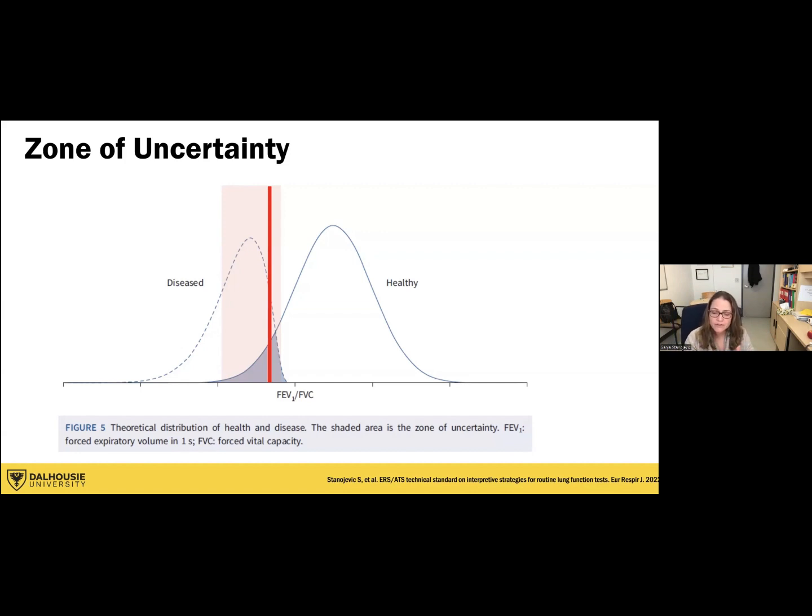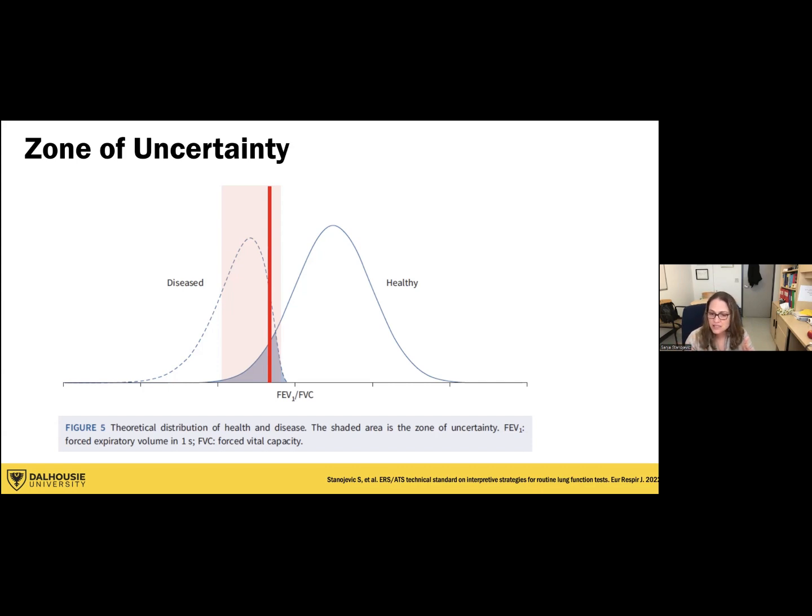So when we create reference equations, we are identifying people that are otherwise healthy. So they don't have a doctor diagnosis of lung disease, they are non-smokers, and they don't have symptoms at the time of testing. We recognize in creating these reference equations that a group of individuals at the lower end of that spectrum may have underdiagnosed lung disease, may have early lung disease that doesn't quite meet those definitions, or are mislabeled. We also know that there is a considerable overlap with disease. And so we know that there are people with established lung disease who will fall into that normal range.